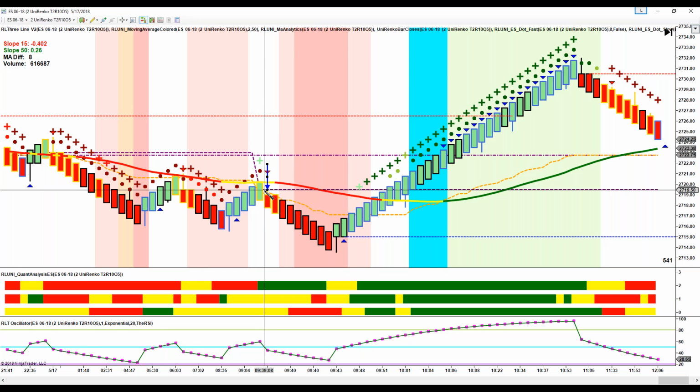Now there are no dots here to confirm the trade. Now what the dots are looking at, and I'm going to show you that the dots look at different things on different markets. I'm going to show you that the crude oil dots are configured differently than they are on the E-mini and on the Dow.